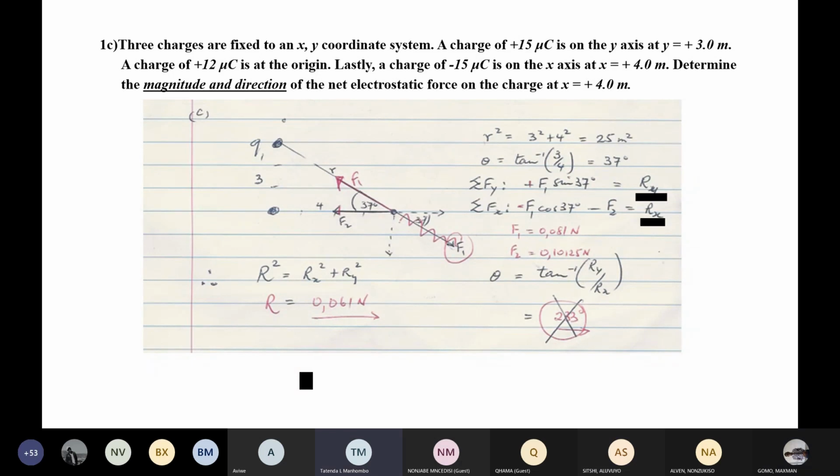Say on the component method, using our teachers, we start from the positive x-axis, right, to cover our theta. Are we still using the angle that we find for theta, or are we subtracting it from 180?